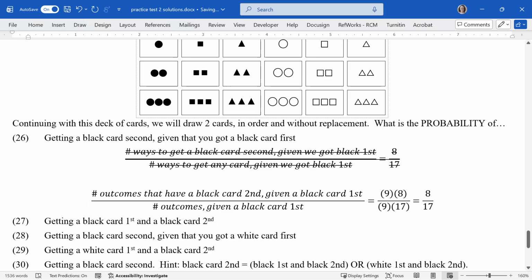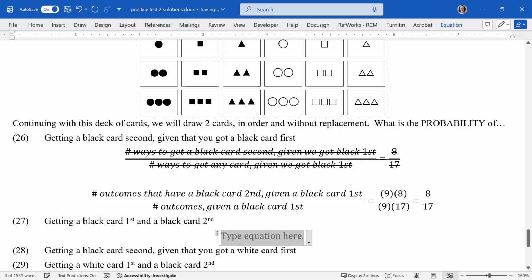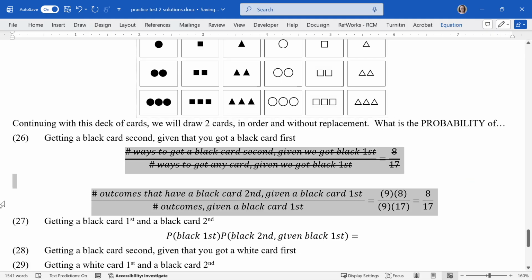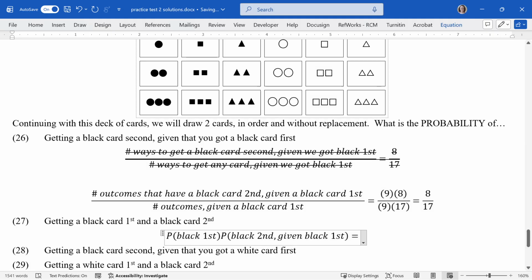Let's move on to number 27. Getting a black card first and a black card second. What is the probability of that? Okay, this is easy. Probability of getting a black card first and a black card second, you're going to do this. Probability of getting black first, and then you're going to multiply it by the probability of getting black second, given that you got black first, which is actually what we just calculated in the last part, even though I belabored it way too much.